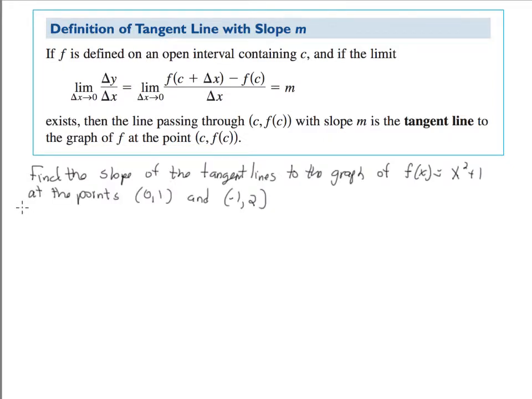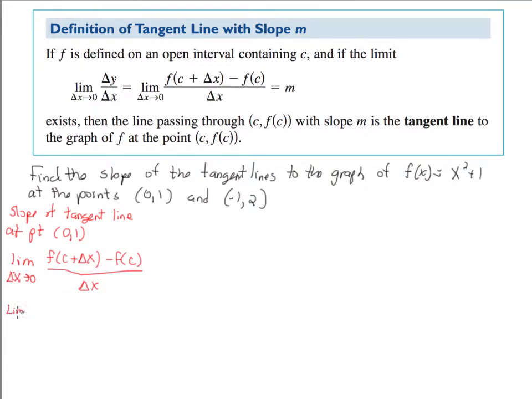Let's do some practice problems. In this first example, we're going to find the slope of the tangent line to the graph of f of x, which is x squared plus 1, at the points of tangency negative 1, 2, and 0, 1. So let's start with the point 0, 1 as our point of tangency. Let's use this limit definition above.